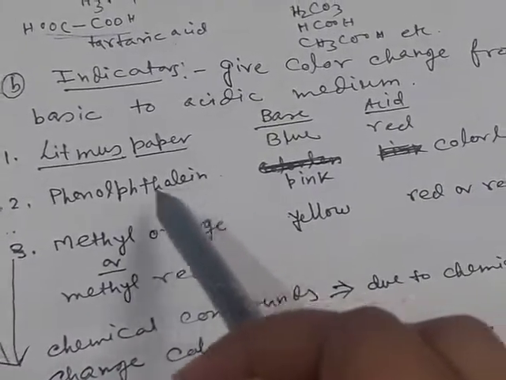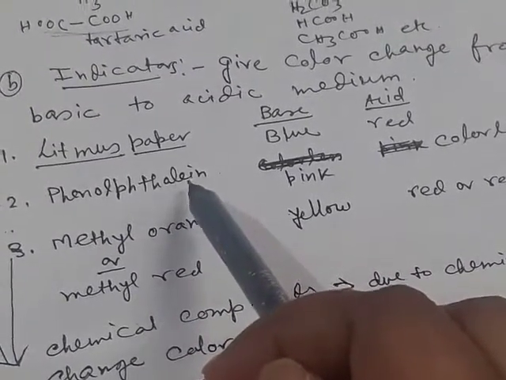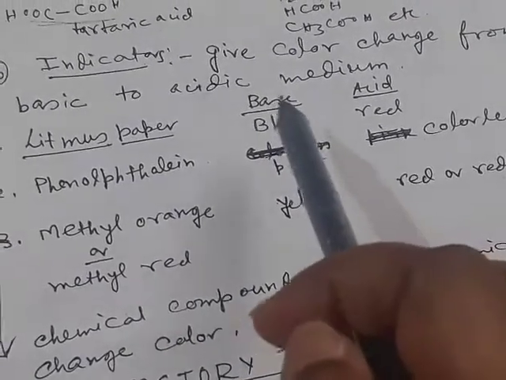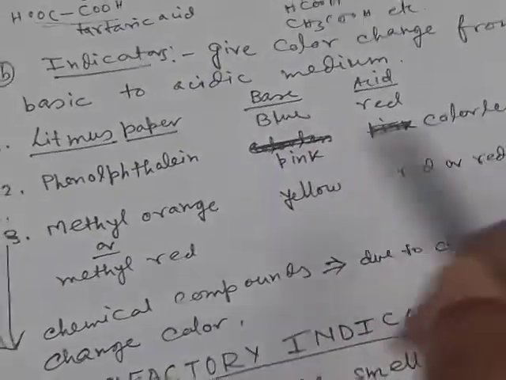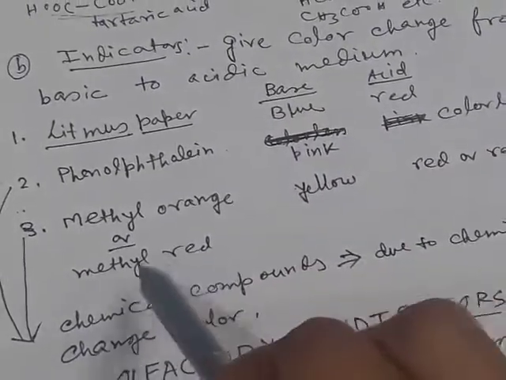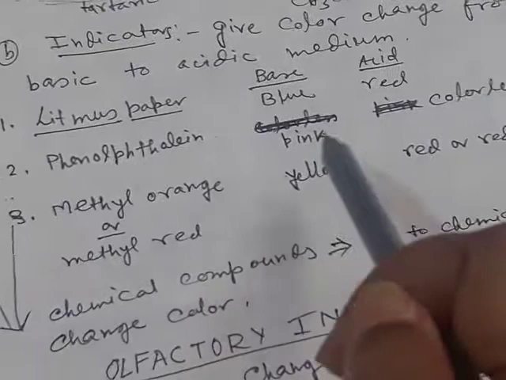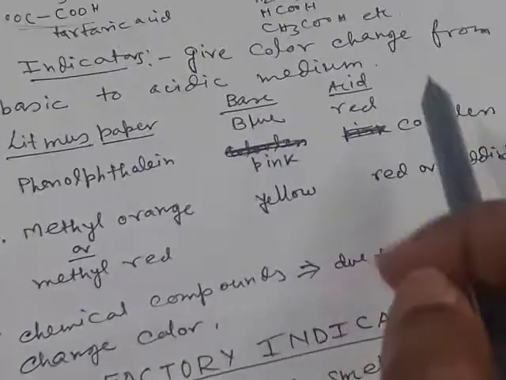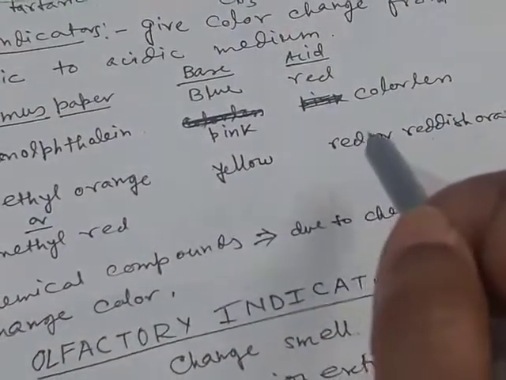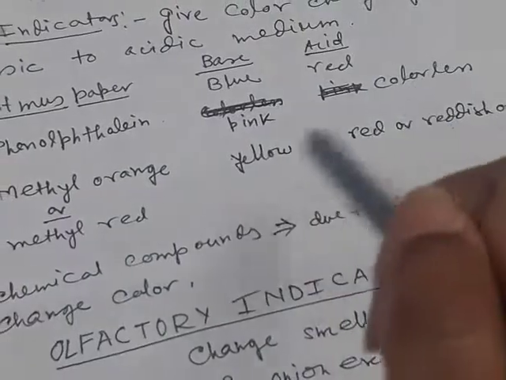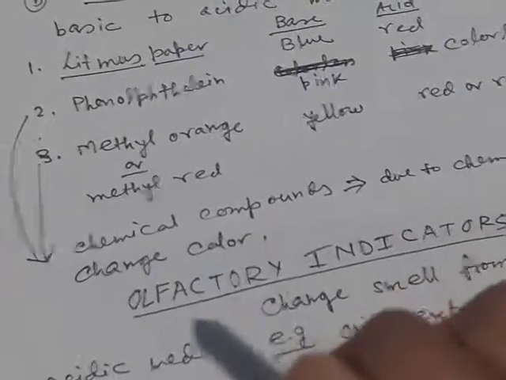Number 2, phenolphthalein. Phenolphthalein is a dye. It changes color from basic to acid medium. In base this is pink and in acid this is colorless. Methyl orange or methyl red, these are also dyeing agents. In basic medium they are yellow and in acidic medium they form red or reddish orange. So there will be a sharp change of color, and from this color change we can say whether the solution is acidic or basic.